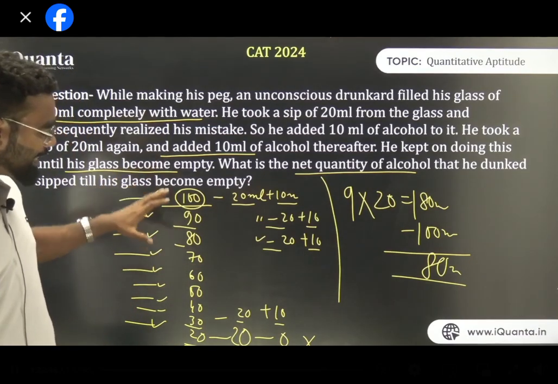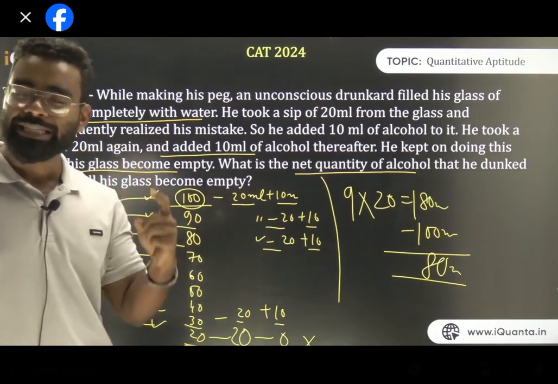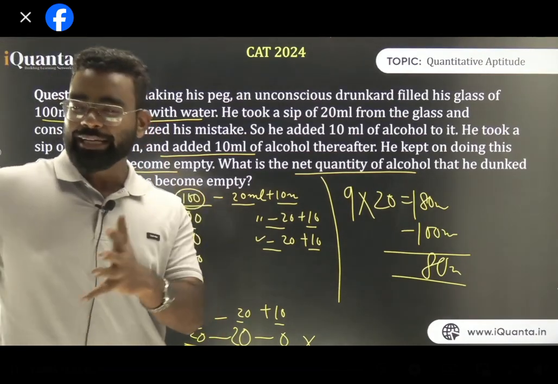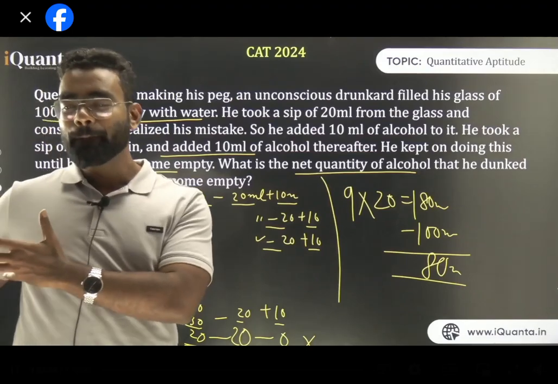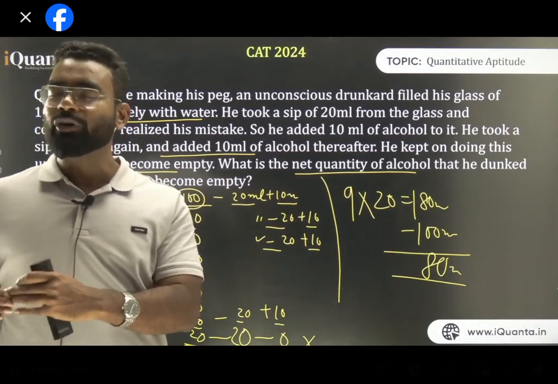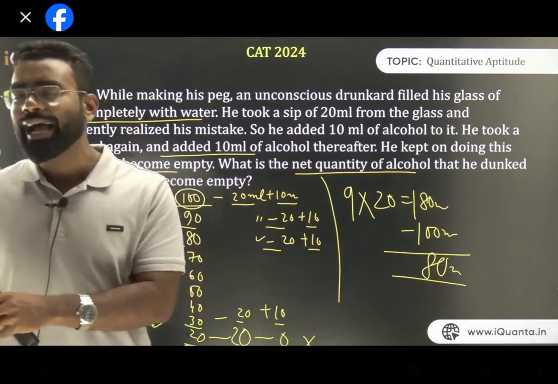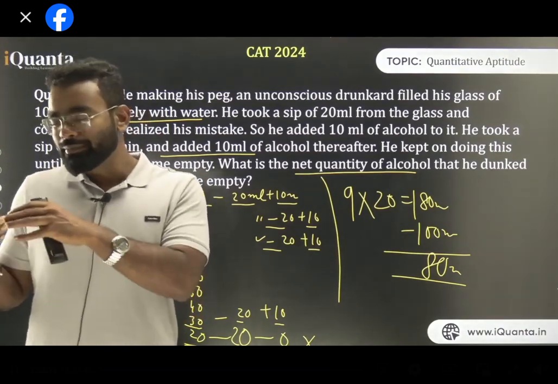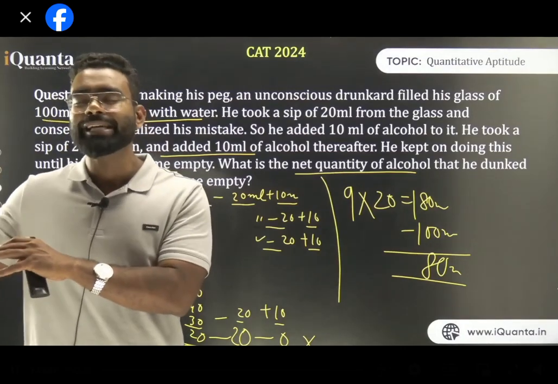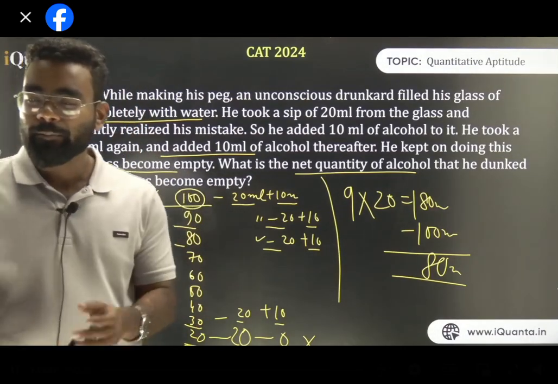So I have had this alcohol or this liquid basically 9 times. Each time I'm having about 20 ml, so for 9 times it's 9 into 20, which is 180 ml. That is the total amount of liquid. Out of this, 100 ml was water, and the remaining is alcohol because I'm adding alcohol every time. So what should be the amount of alcohol? The total 180 minus 100, which is 80 ml.